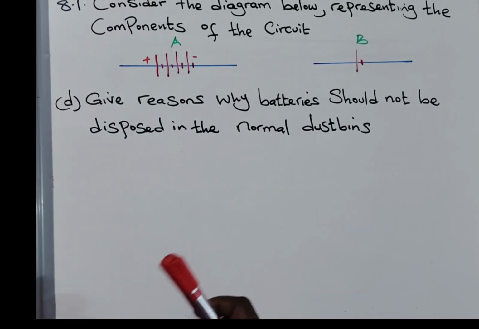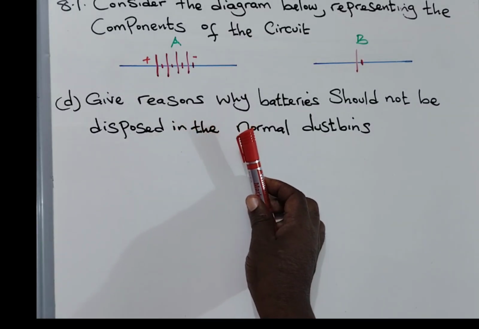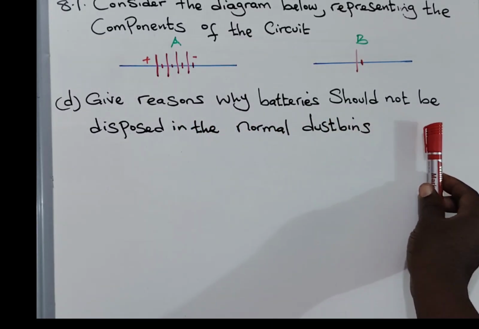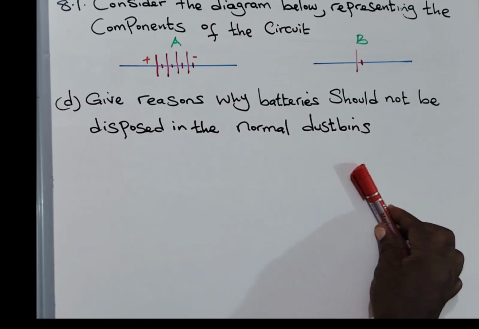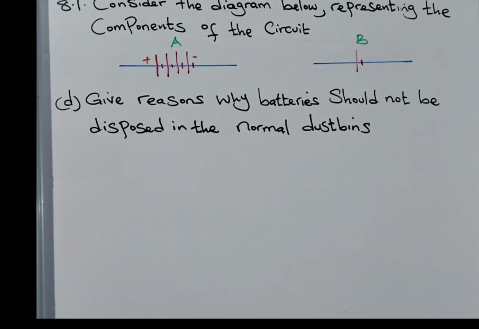So we come to this one. It says, give reasons why batteries should not be disposed of in the normal dustbins. What's the reason? We use batteries in torches and in other devices. But when batteries are finished, are used up, we should not dispose of them in the normal dustbin. And why shouldn't we do that?